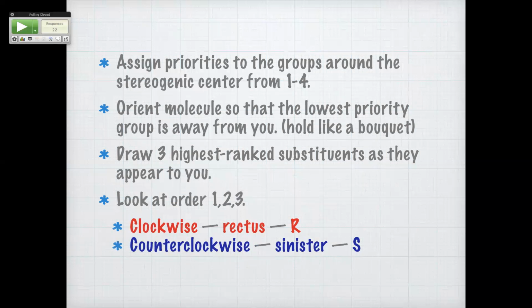So you're going to label all these 4 groups, 1 through 4. You're going to grab number 4. You're going to look at it like a bouquet, and you're going to go 1, 2, 3. If they're going this way, it's R. If it's 1, 2, 3, and they're going that way, it's S. We're going to do them, just hang on. All right, so here are the 3 groups going clockwise. So what is this one? R.